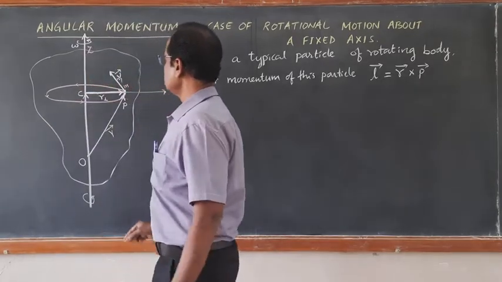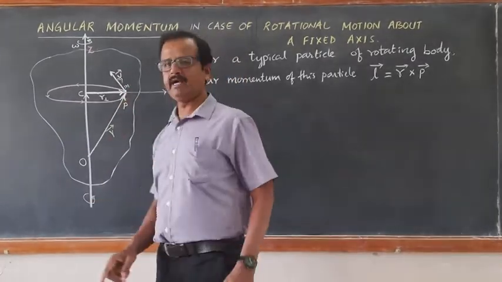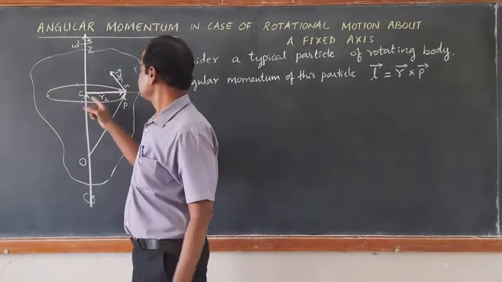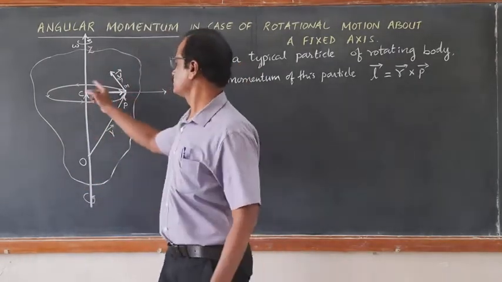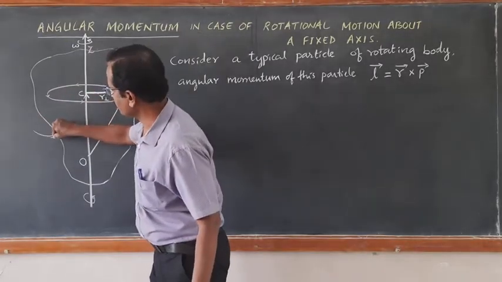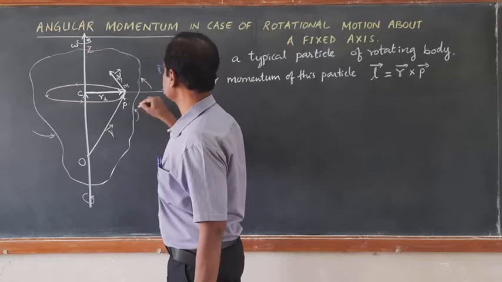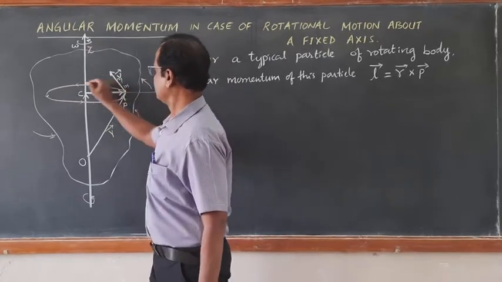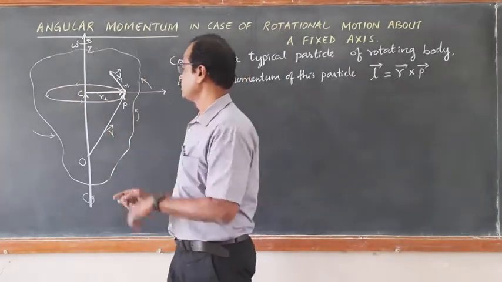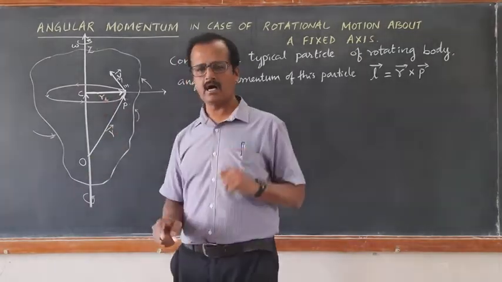Now, out of this whole rigid body, consider one typical particle at P. It undergoes a circular path. When the rigid body undergoes rotational motion like this, the typical particle which is chosen undergoes circular motion as shown here, with the constant radius CP, that is shown here as r perpendicular.